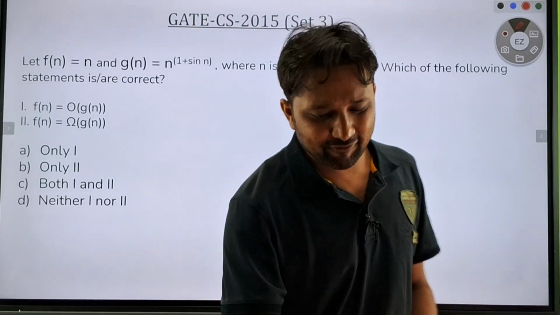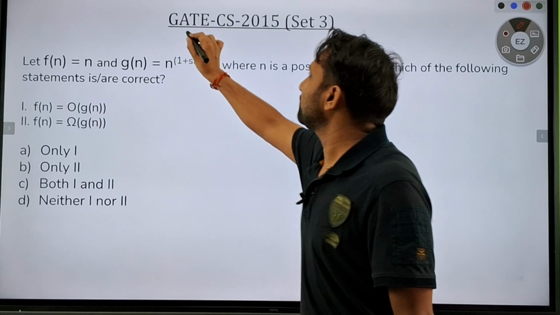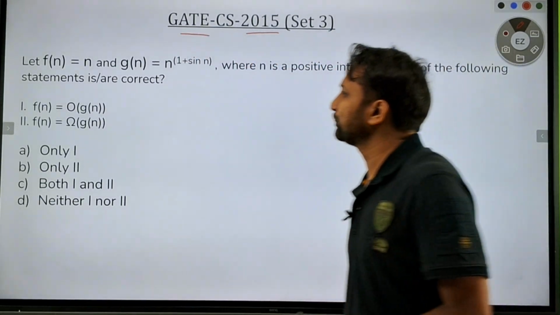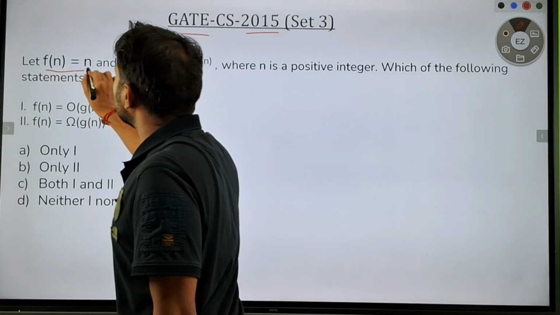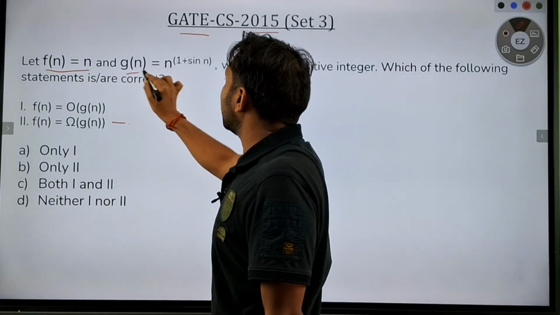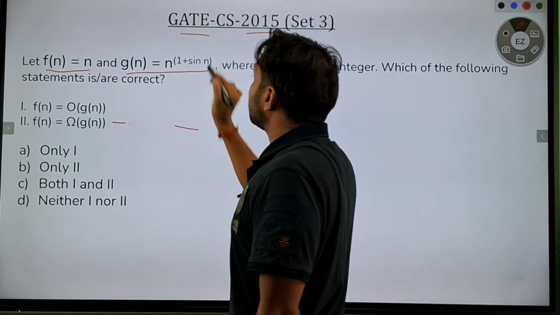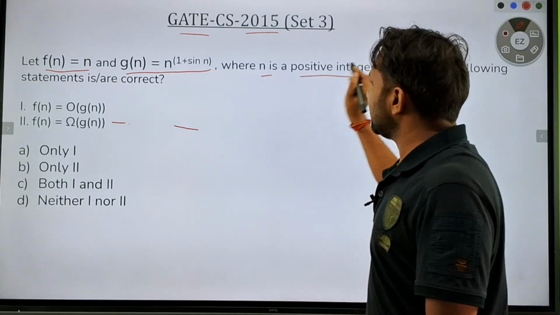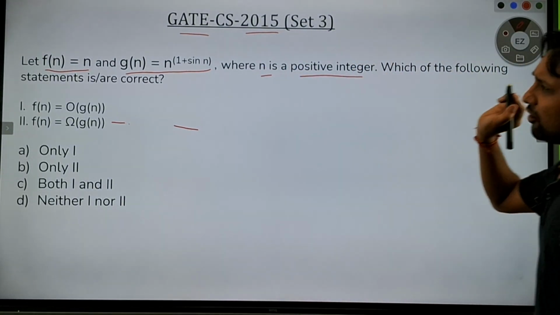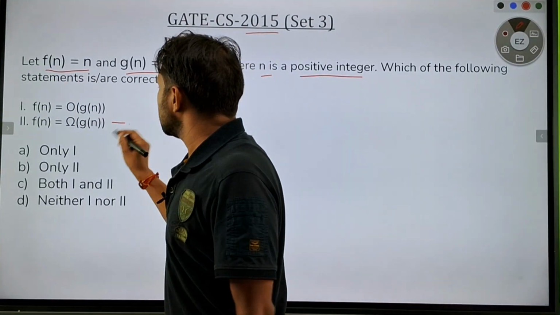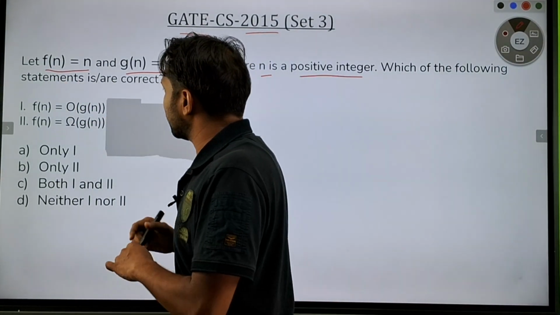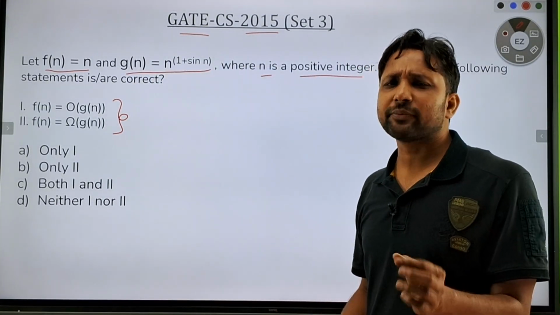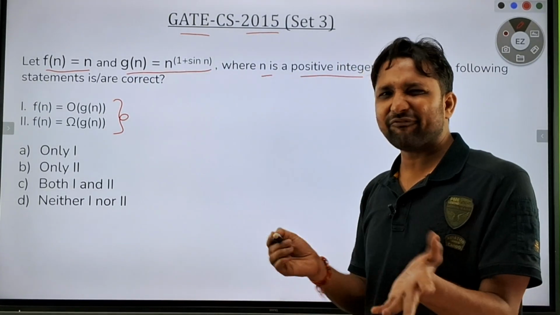So let's start with our first question, that is from GATE 2015. Let me read the problem statement. Let f(n) = n and g(n) = n^(1 + sin n). So two functions are given to us. Here n is a positive integer. Find which of the following statements is correct. They provide us two statements, and we need to find out which of these is the correct one. We need to compare f(n) and g(n).